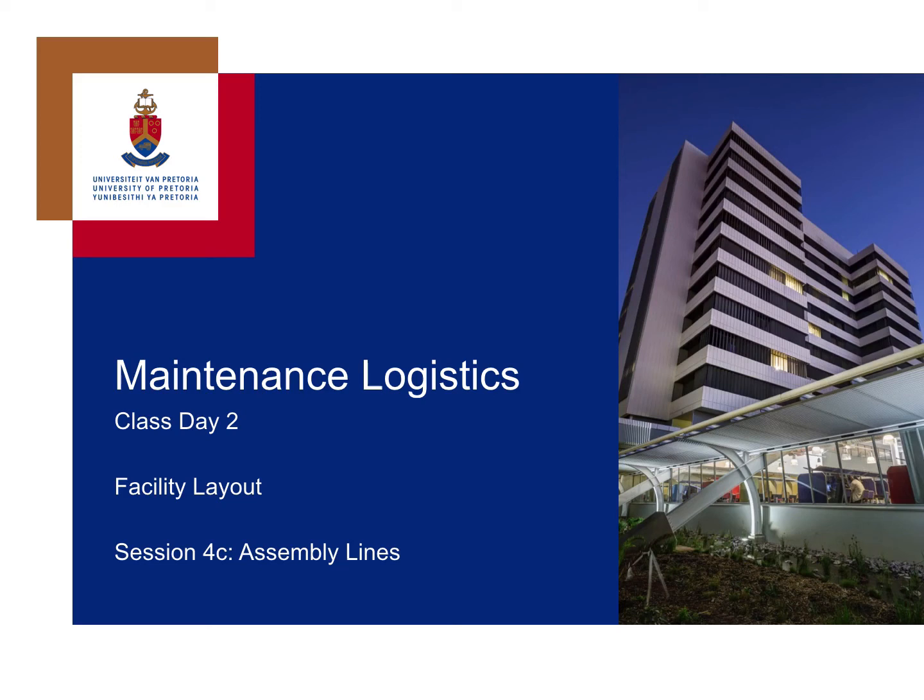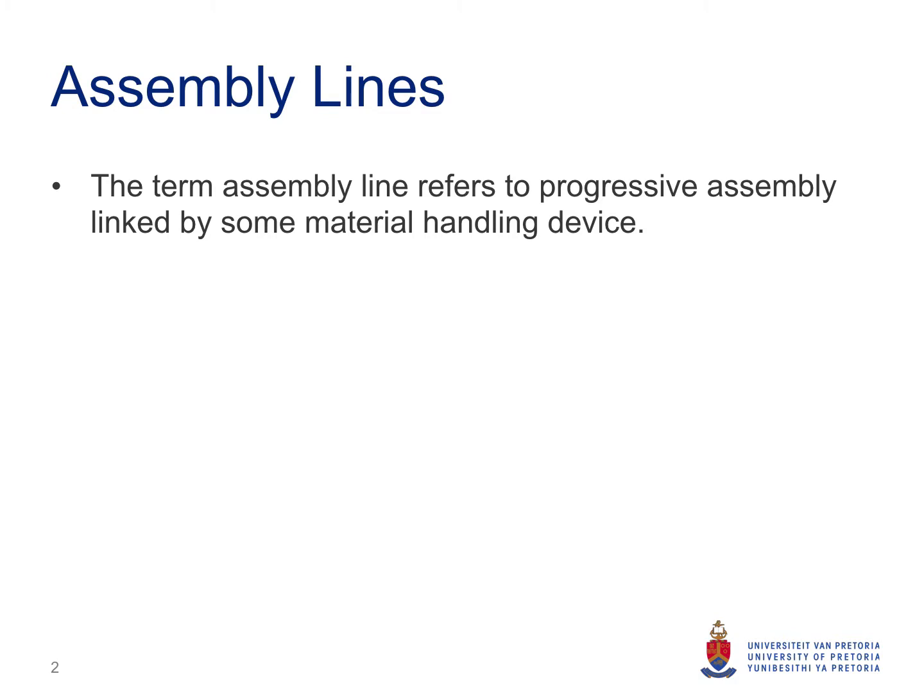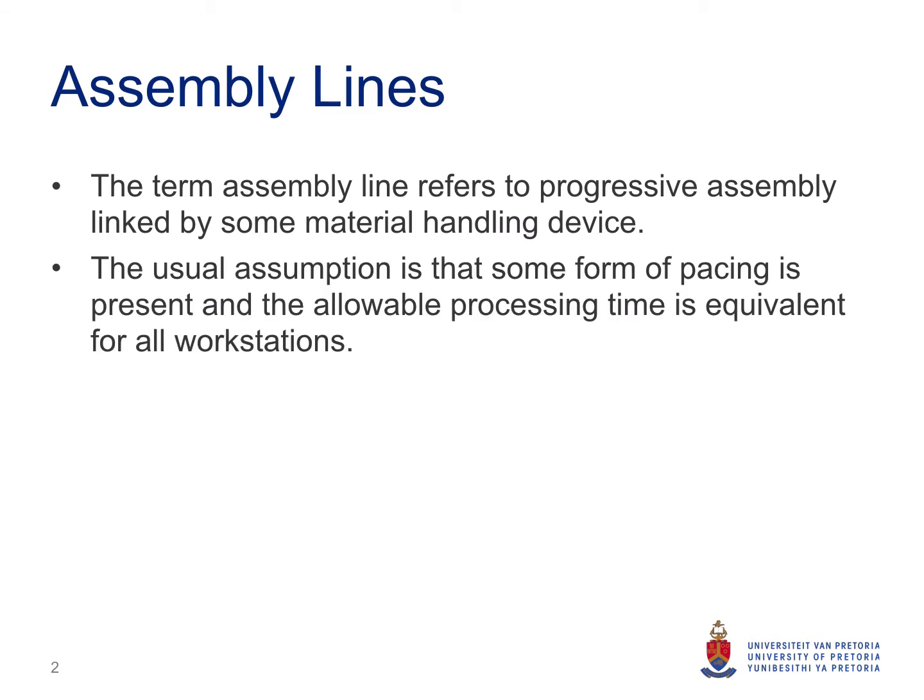We continue our discussion of facility layout with a short study of assembly lines. An assembly line is a setup where sub-assemblies or parts are added sequentially to a system being built by workstations, while the system is transported from workstation to workstation in some manner. It is normally assumed that all workstations have equal processing times.